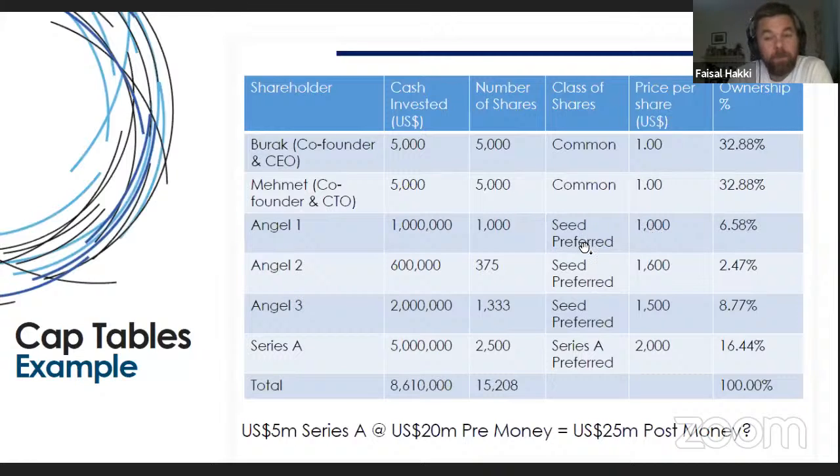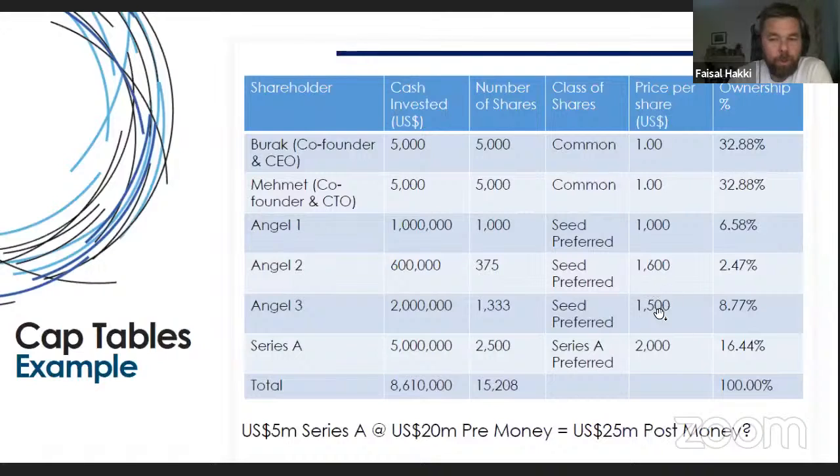They got seed preferred shares. The Angel 2 guys had no cap, but a 20% discount. So they converted at a pre-money of 16 million. So they paid 1,600. And then the last guys had a cap of 15 million and a discount of 20.